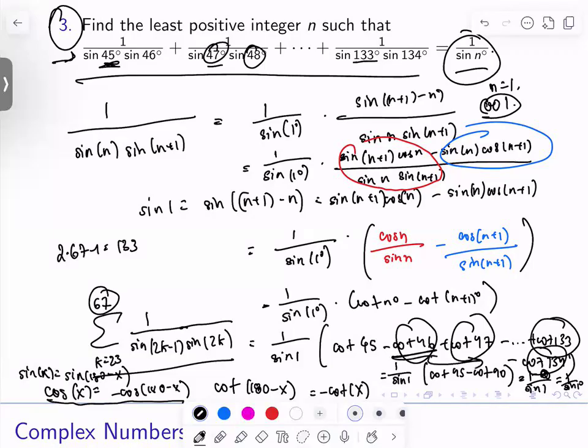in the sum would be paired up with another cotangent, and they cancel out, except for cotangent 90, because 180 minus 90 is just 90, so there's nothing to pair this cotangent with. So cotangent 90 and cotangent 45 are the only two terms in this sum that cannot be paired up. And so it ends up giving you a final answer of n is equal to 1.